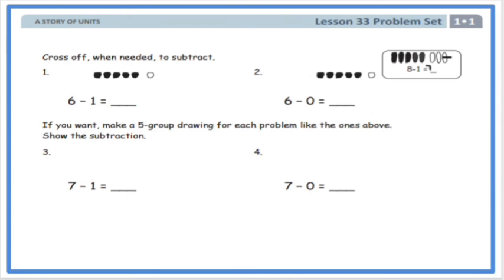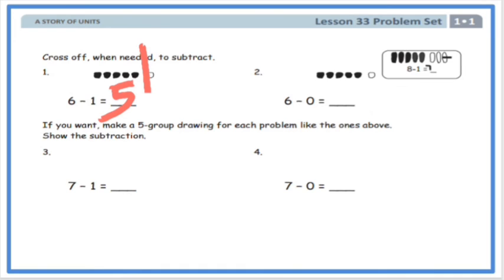Alright, that will be all for today. Let's take out some of our worksheets and classwork, then we call it a day. You have to cross off when needed to subtract. So we have 6 circles and we have to cross out 1 because we are saying 6 minus 1 equals dash. Am I right? Yeah, so what am I going to do? I'm going to cross out 1, and when I cross out 1, how many will be left? 1, 2, 3, 4, 5. 5 will be my answer.